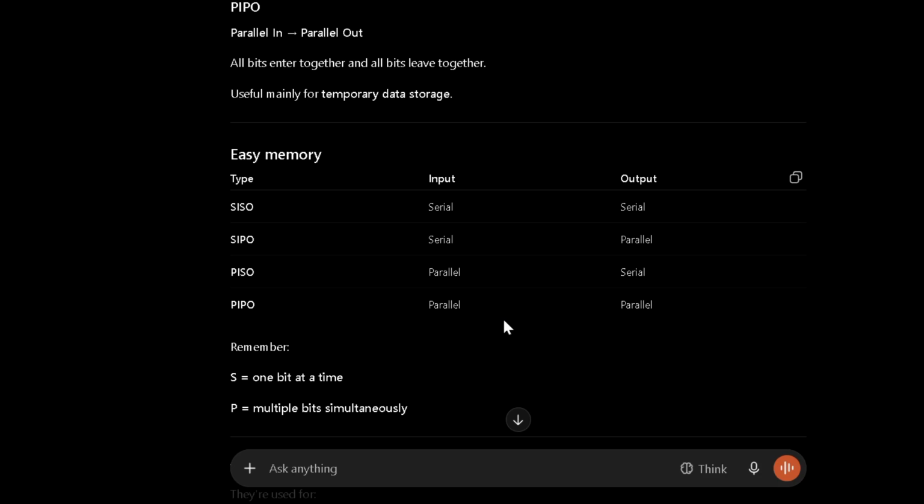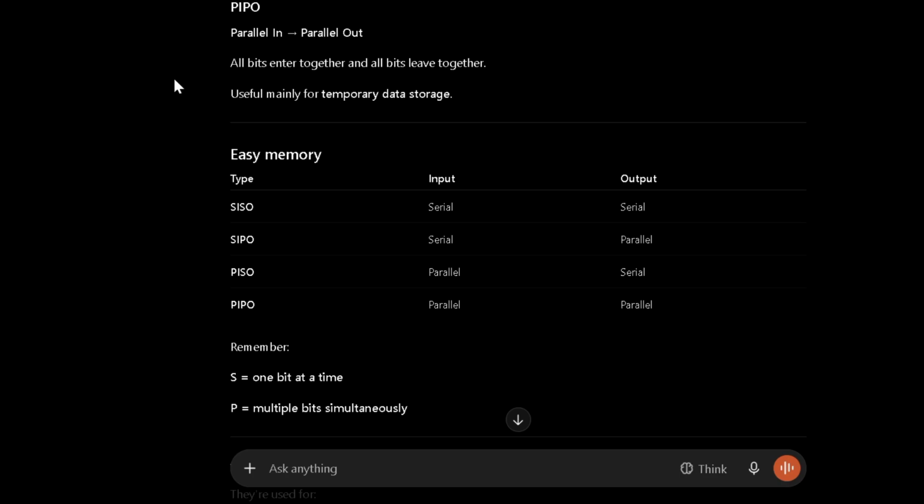Parallel in, parallel out: the bits come in parallel and go out in parallel. Serial means one bit at a time, while parallel means multiple bits simultaneously. So serial in, serial out means one bit enters at a time and one bit leaves at a time. That's why it is called serial.